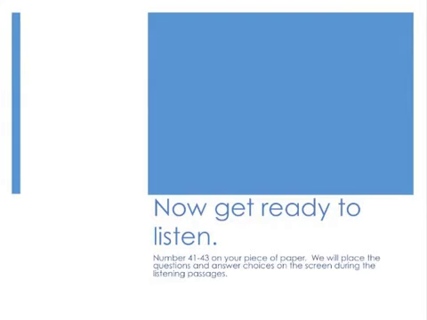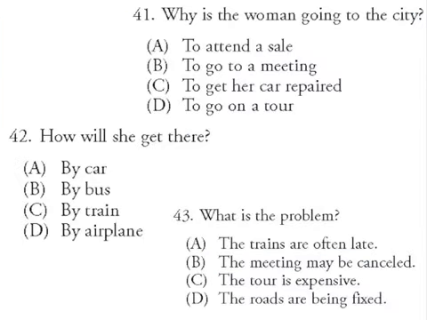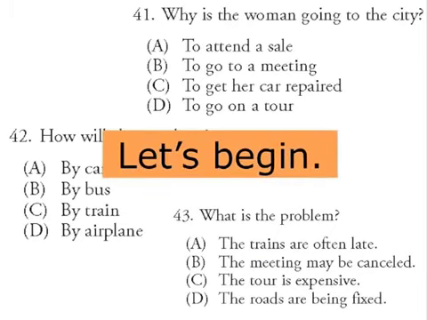So now let's get ready to listen. Find a piece of paper and just number 41, 42, and 43. This will give you a chance to feel like what it's like during the test. So what I will do is place the questions and answer choices on the screen again during this listening time. So as you listen, take a look at the questions. I'll give you a moment to briefly look at them. Now let's begin.